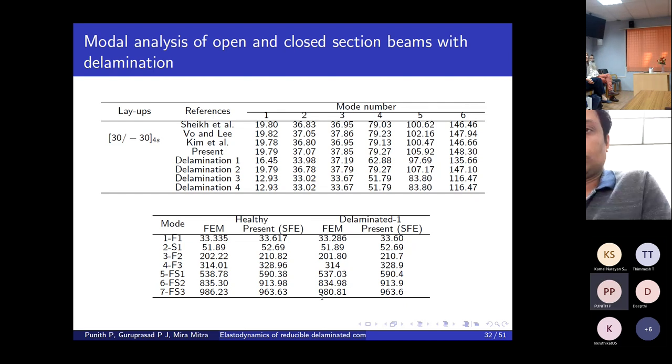I would say that the warping constraints might be one of the reasons why we are observing such a difference for the coupled modes. Because in the finite element, when I consider a 3D model, I don't have any constraints on the local warpings. So there can be local warpings contributing predominantly to some modes at higher frequencies. That can be the reason.